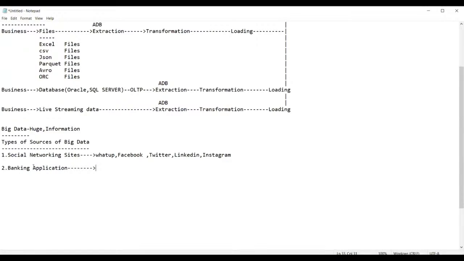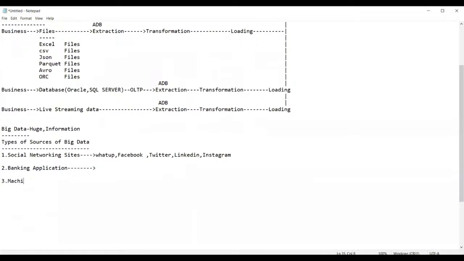That means we have discussed this as a business now. Business can be a social networking site, which is one type of business. The banking application is another type of business from where we get the data.